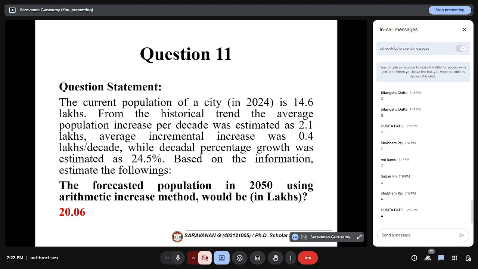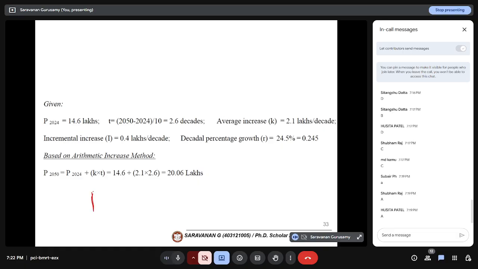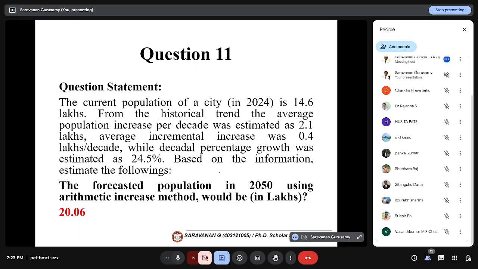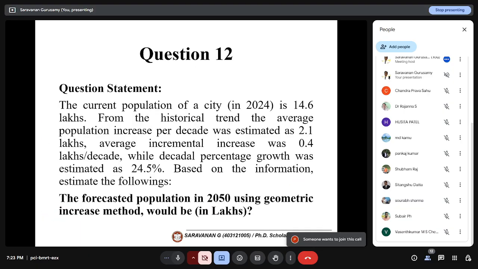Let me go to the next slide. P 2024, that is the current population. I need the population of 2050: current population plus every decadal population increase of 2.1. How many decades do I need? 2.6. So if you calculate, you will get 20.06. Are you getting this? So the answer is 20.06. Let me move on to the next one.